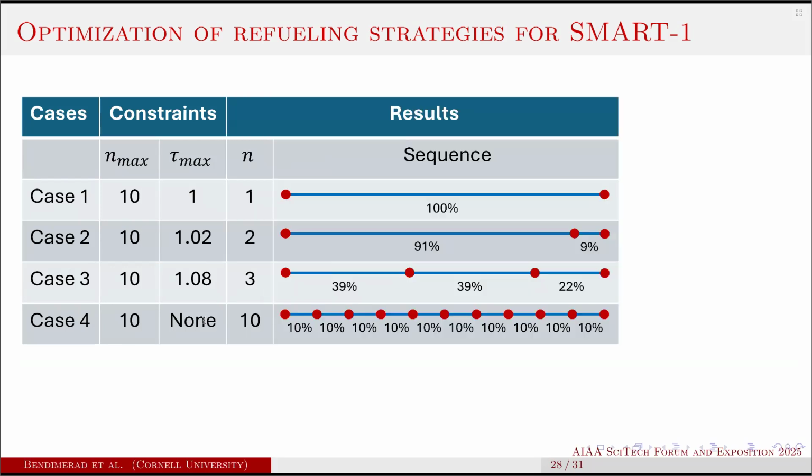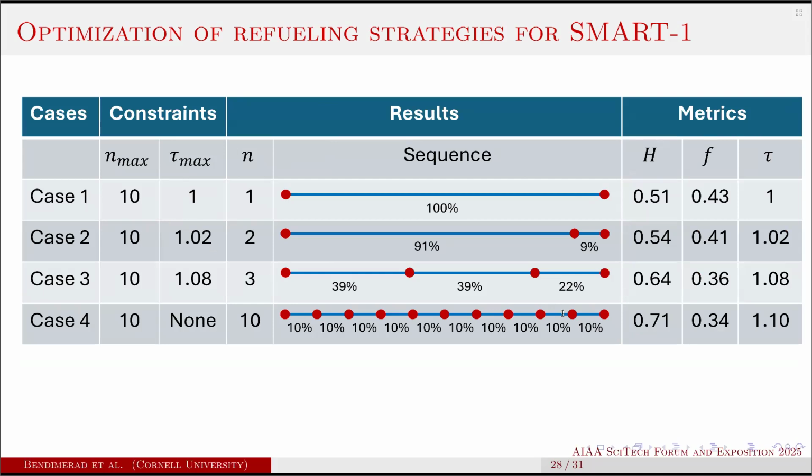And here are the results. So for the first case, the result is just having one segment where we achieve 100% of the total delta V, which is the actual Smart 1 mission. In case 2, we have 2 segments. In case 3, we have 3 segments. And in case 4, we have 10 segments. So when we don't have any constraint on time, we have a uniform distribution of refuelings.